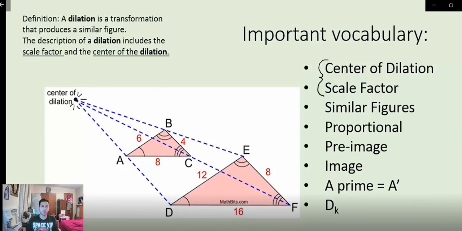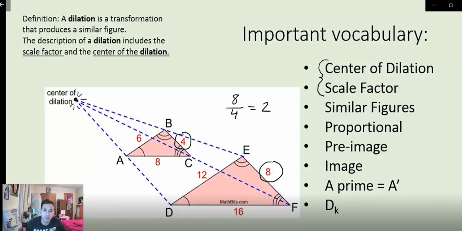The description of dilation includes the scale factor and the center of dilation. Those are the two important things that cover everything about dilation. All right. We also have similar figures, and we have to make sure of the length of each side. In this example, we have 8 over 4, which is equal to 2. Make sure that they are proportional.